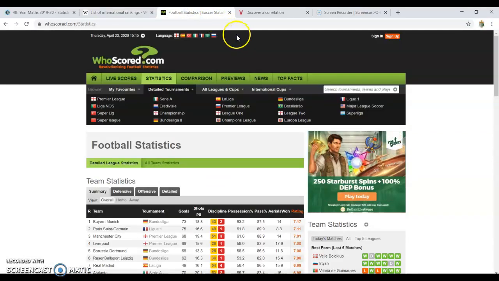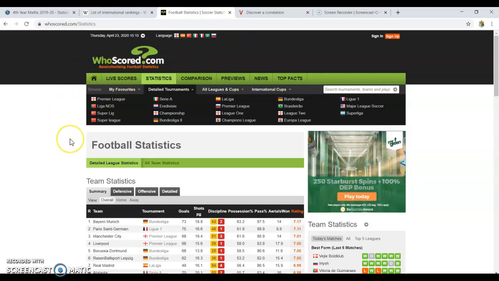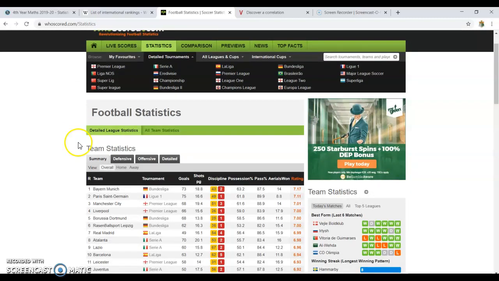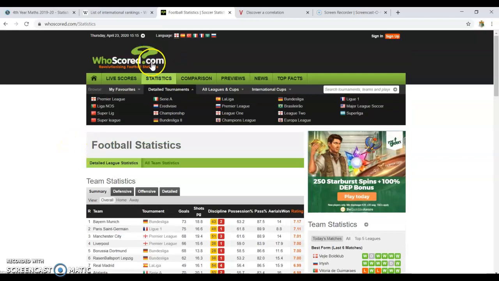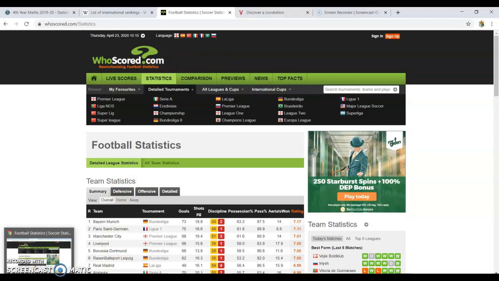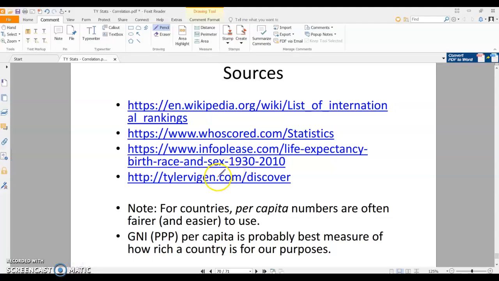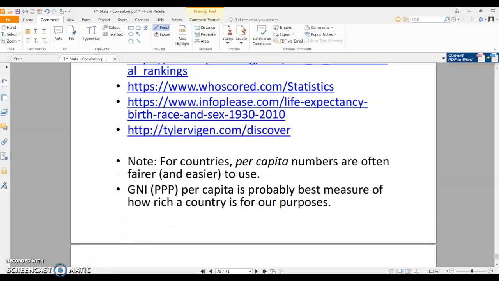For football or sports, well, this is for football statistics. I find this Who Scored website quite good. You'll find them in lots of other different websites, and this is only football, but if football stats is what you're going to do, I think this website's quite a good source for that. The Tyler Vigen one, if people are having difficulty with it and contact me saying they can't think of stuff to do, I might talk more about that one, but I'm not going to cover that one now.